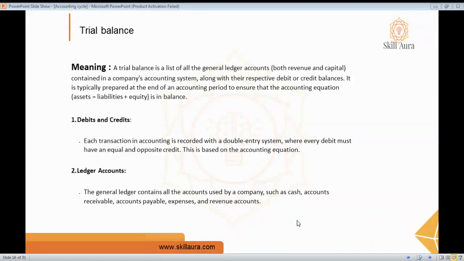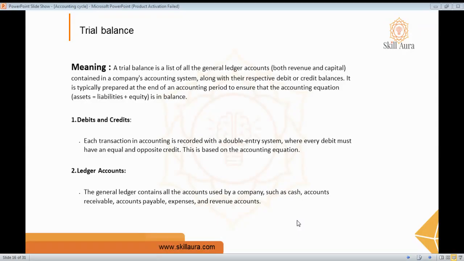Last class we discussed the ledger account, journal entries, and all other things like the accounting cycle also. So today we are going to continue this accounting cycle with the topic trial balance. So let's understand the meaning of it.